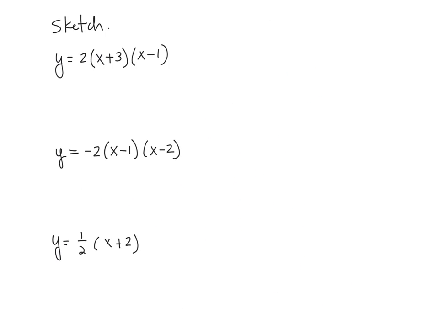Let's sketch the following functions. First, we have y is equal to 2 times (x plus 3) times (x minus 1). So we know that our zeros are at negative 3 and positive 1. When the x value is equal to 0, the y value is 2 times 3 times negative 1, that's negative 6. So that's my y-intercept. When x is equal to 0, your y value is at negative 6.